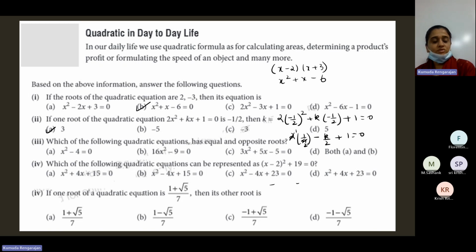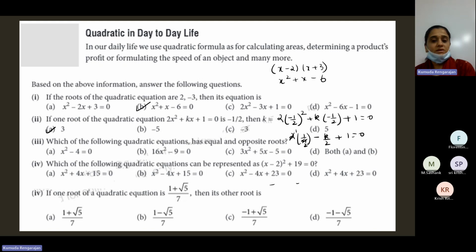Now for 3, which of the following quadratic equations has equal and opposite roots? Equal roots, but opposite roots. Should we work it out, or without working, can we just have a look and answer? We have to work. Both A and B.